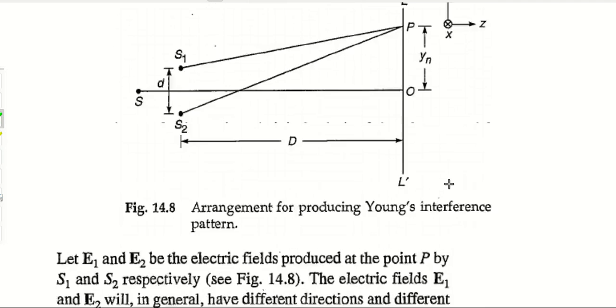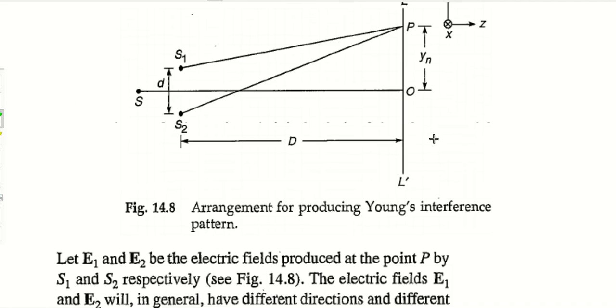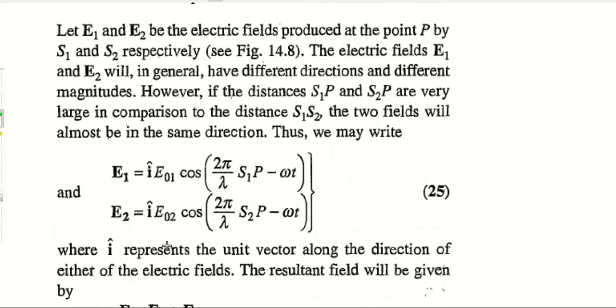So if we consider the light waves coming from S1 to reach P and S2 to reach P, the electric vectors at P will be E1 and E2, and they can be written like this because they are electromagnetic waves, and they are plane progressive electromagnetic waves. Here they are assumed as plane progressive electromagnetic waves. So cos(kx minus omega t) is there. Not x, it is written S1P, that is the distance, and here S2P.